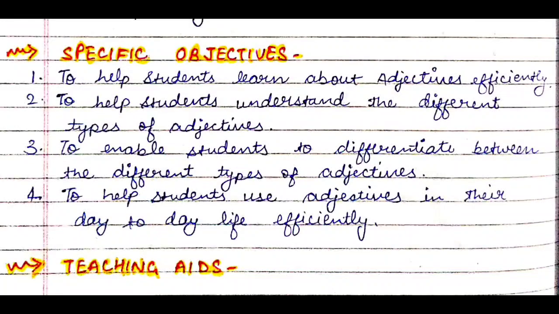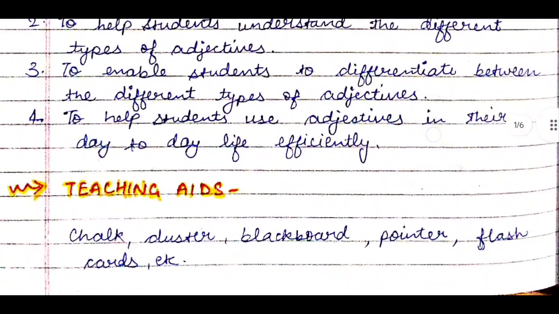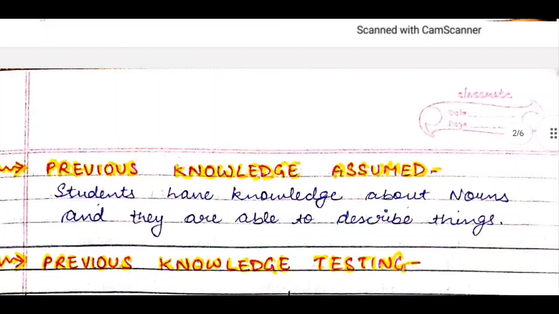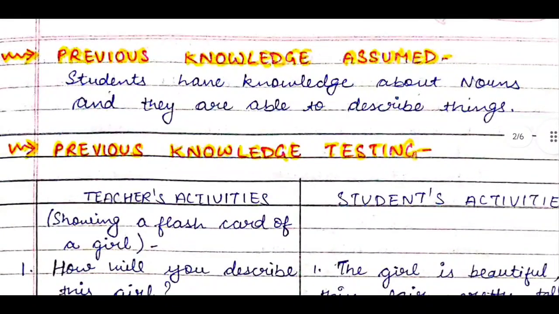Then comes teaching aids, which means what all you are going to use while teaching this lesson. So we'll be needing chalk, duster, blackboard, pointer, flashcards, etc. Next comes previous knowledge assumed. It means what knowledge do students already have related to this topic. So students have knowledge about nouns and they are able to describe things.